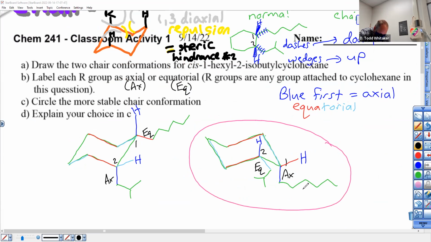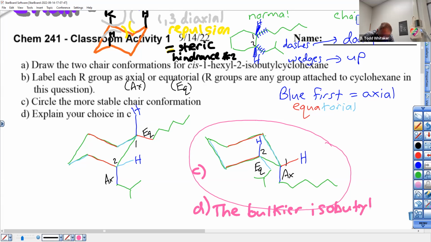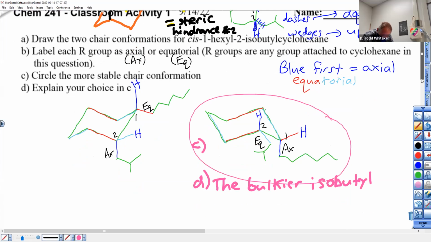And the reason I circled this is, read my words carefully. So C was the circle and D is the explanation. I need the bulkier word in here. The bulkier. Tell me which group's bulkier. Yeah, give me its name. I hear what you're saying. The one on 2 is what you're saying. Yeah. You're cool. The bulkier isobutyl avoids.